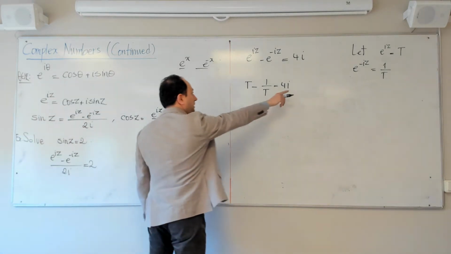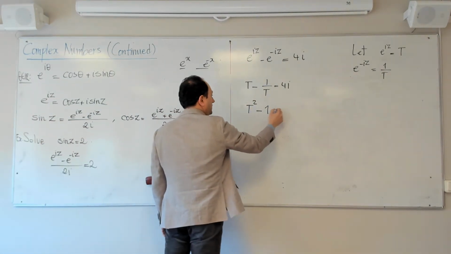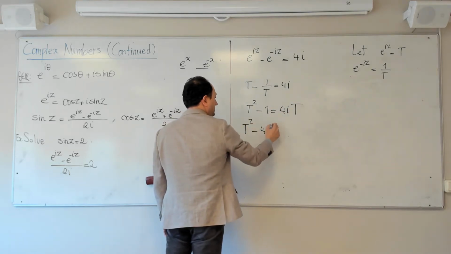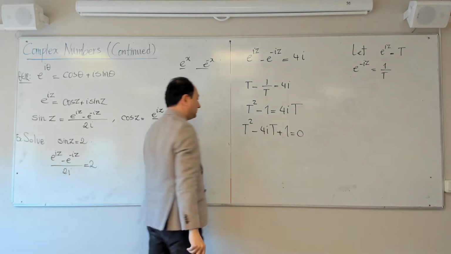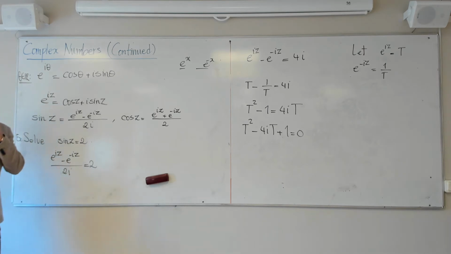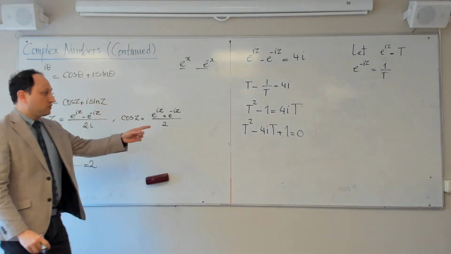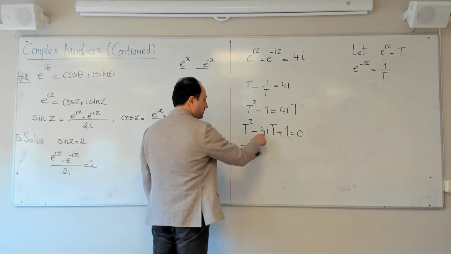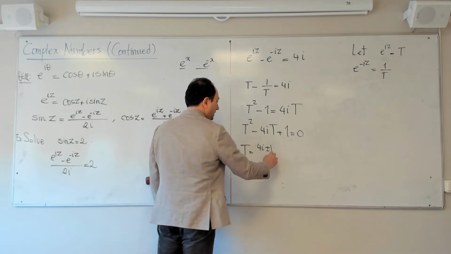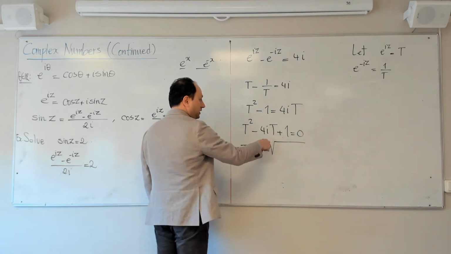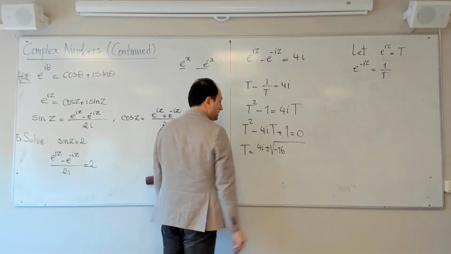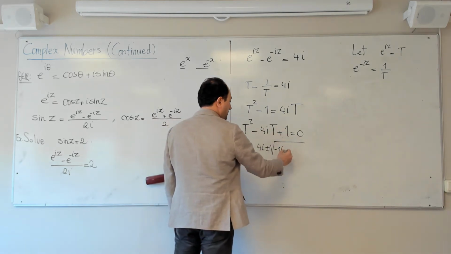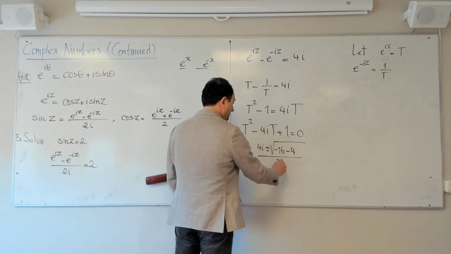And then I multiply both sides by T, so it becomes T squared minus 1 is equal to 4iT. And then I move it to the left, it becomes T squared minus 4iT plus 1 equals 0. Yes? And this is a quadratic equation, so I can solve it and find T. Okay, so what happens? Do you remember the formula? It's minus b, which is 4i, plus or minus this number to the power 2, which is 16i squared, but i squared is minus 1, so it becomes minus 16. And then minus 4 times a times c, which is minus 4, divided by 2. Yes, this is T. Yes?